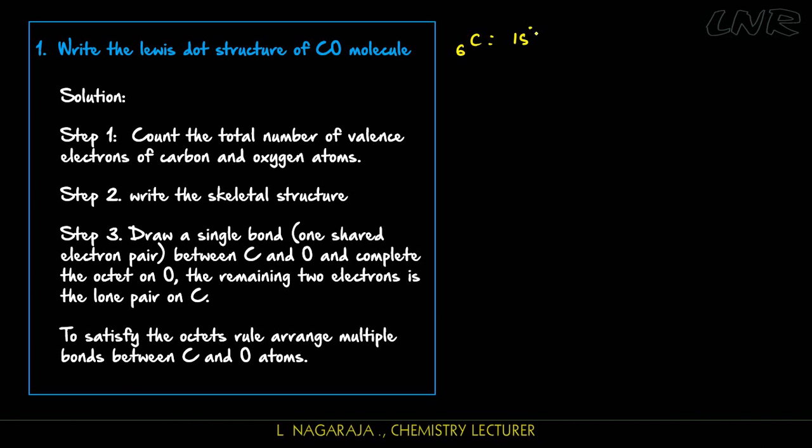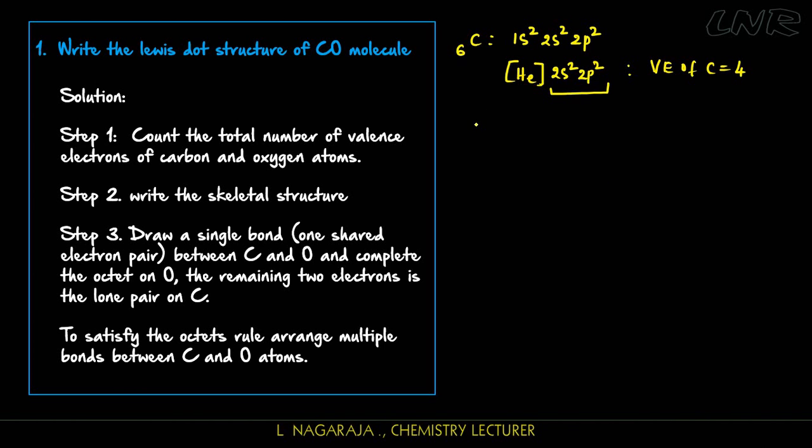So the electronic configuration is 1s2, 2s2, and 2p2: 2, 4, 6 electrons, right? This electronic configuration can also be represented as helium, because 1s2 is the configuration of helium, followed by 2s2 and 2p2. So the outermost orbital contains 4 electrons, right? So the valence electrons of carbon equal 4.